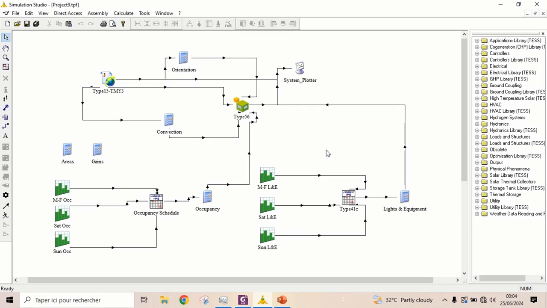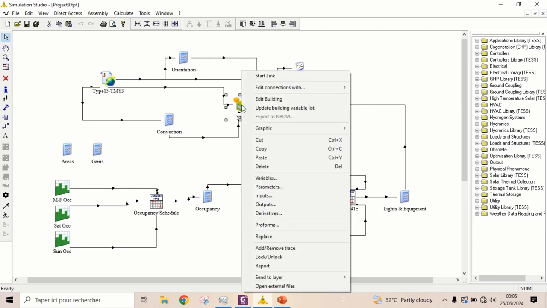Hello, everyone. In this video, we are going to add internal capacitance to the building model. Although it is not a part of the heating or cooling load of the building, it can slow down the zone's response to temperature changes. Let's edit the building model.